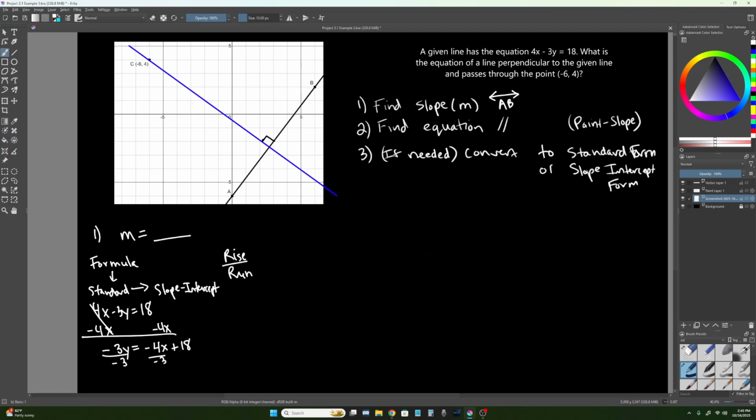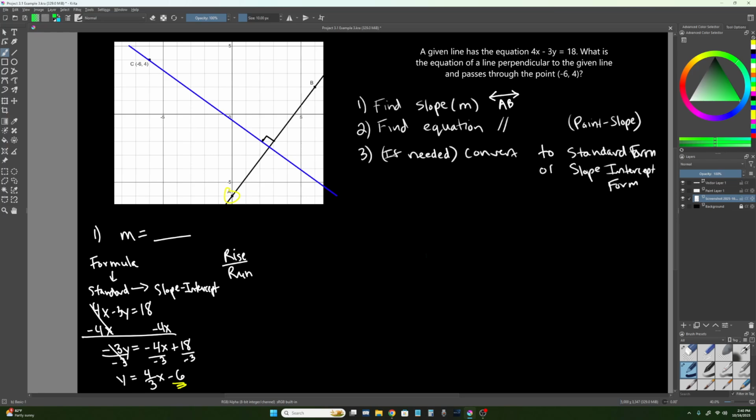And so when I do it on one thing, I've got to do it on everything on the other side. So those cancel each other out. I get y is equal to negative 4 divided by negative 3, so it comes out as 4/3 x. And then 18 divided by negative 3 is minus 6. And so you can see, if I highlight that on the graph here, A is going to represent that y-intercept, and then B is another point.